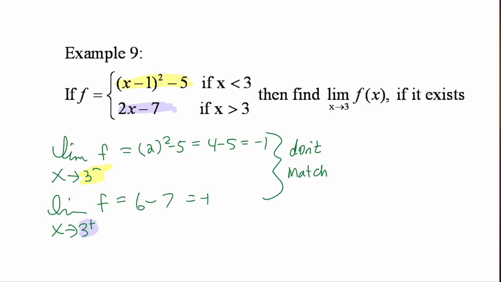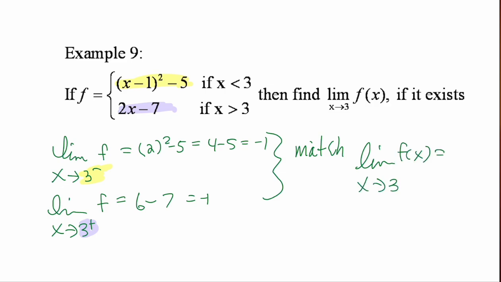Oh, 6 minus 7 is negative 1. I'm so sorry. I guess they do match. Can't do math today, sorry about that. Anyway, since they match, the limit as x approaches 3 of f of x is equal to that value of negative 1. So that bottom equation is if x is greater than or equal to 3?